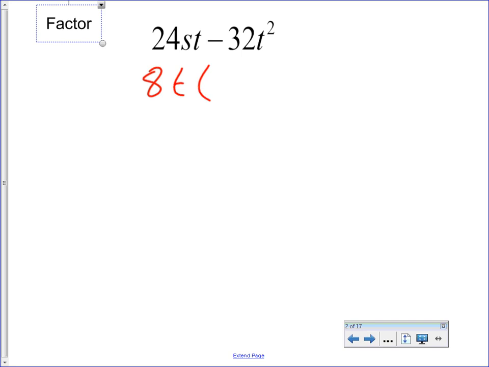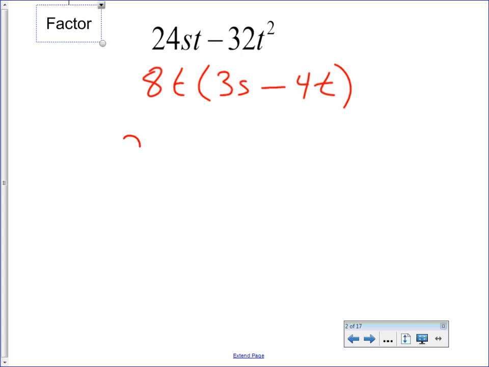And what we're left with is 24 divided by 8 is 3s, and t divided by t cancels, and so minus 32 divided by 8 is 4, and t squared divided by t is t. Remember that we can always double check our work by distributing back out. That should take us back to the original problem.